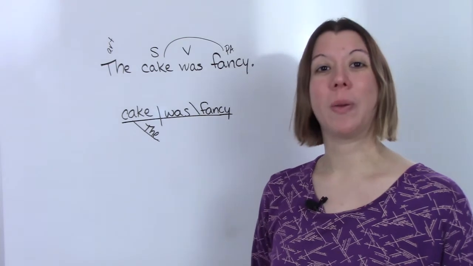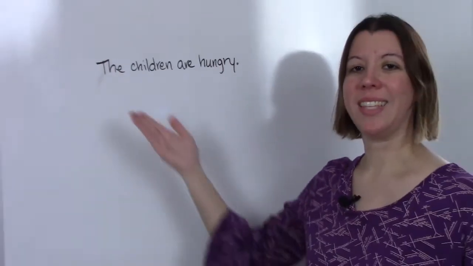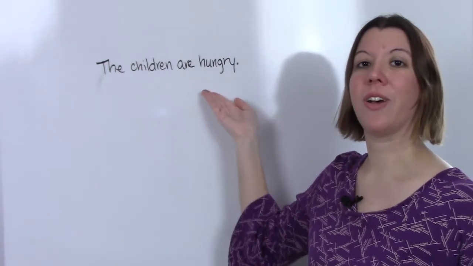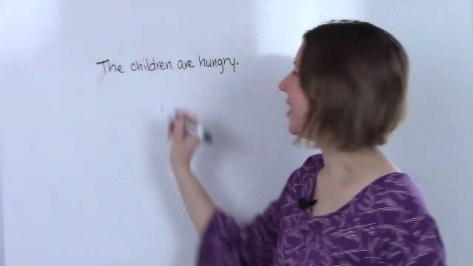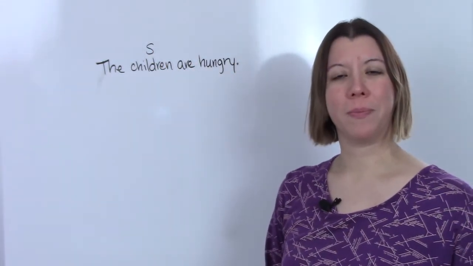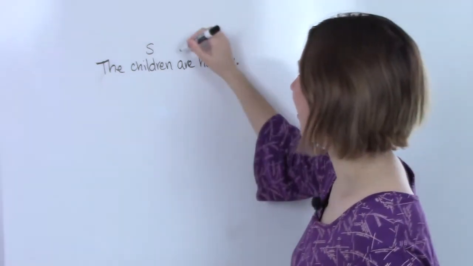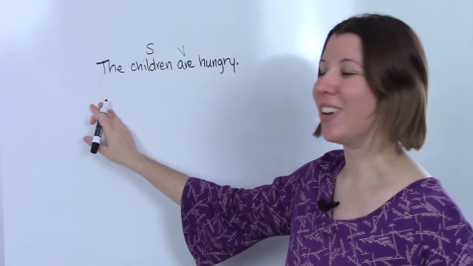Awesome! Let's try one more before I give you a series of sentences to try on your own. This sentence reads, the children are hungry. Who or what is the sentence about? Children. Children what? What's the verb? The verb is are. What part of speech is the? It's an article.